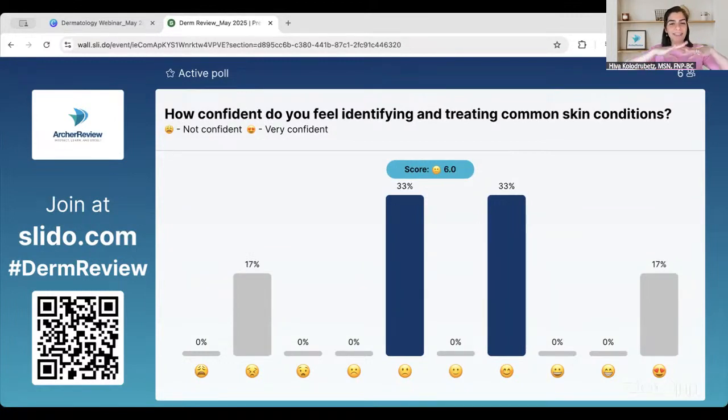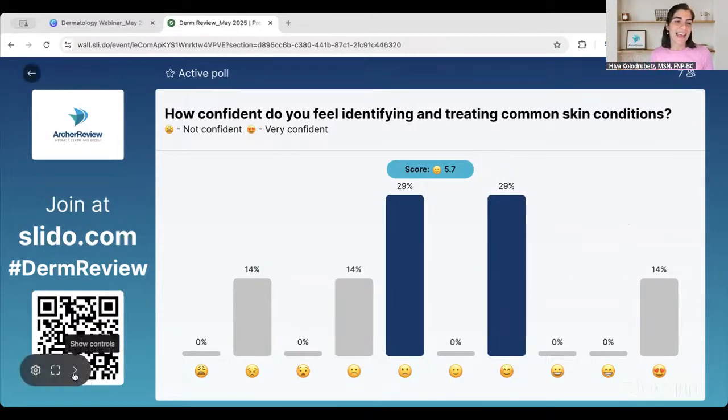So I see we kind of have people all over the board. So some right in the middle, some on the end of not feeling confident, and someone feeling really confident, 14%. I'm guessing that's the medical assistant that works in dermatology and primary care. You probably know a lot, right? You see a lot, you learn a lot working in the field. That's so great. My goal is to really get everyone to the feeling really confident by the end of this webinar. So I appreciate everybody putting that in.